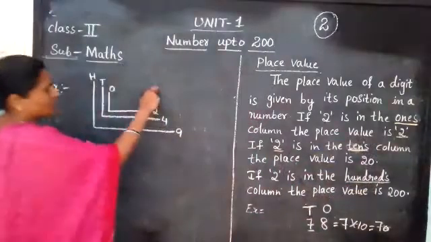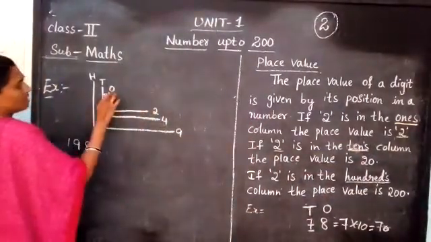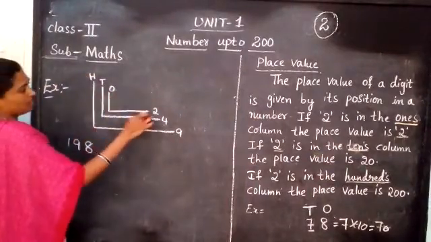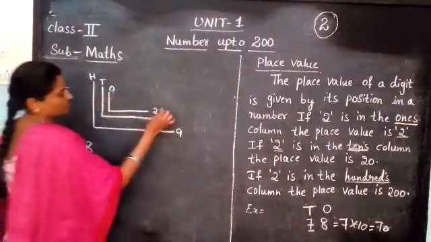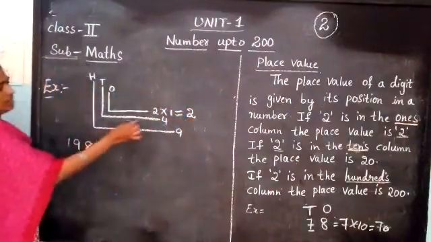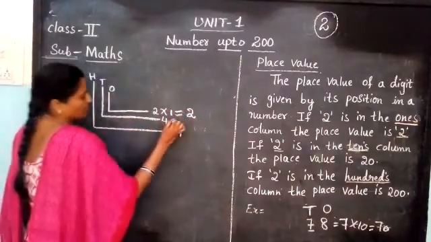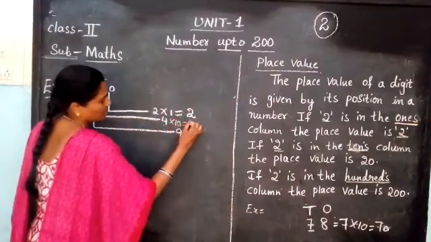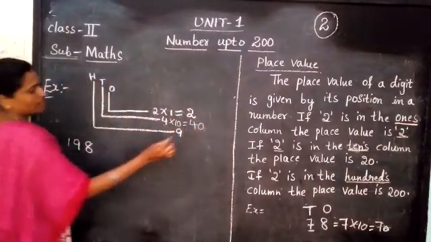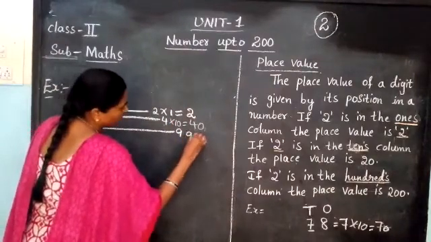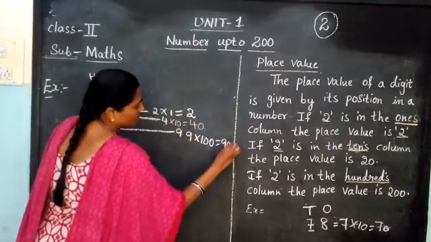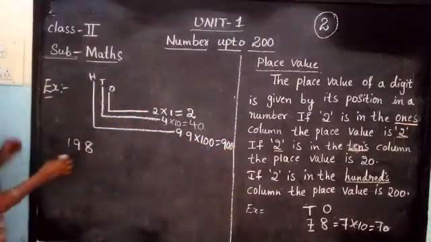Here I will explain one example. Ones, tens, hundreds, we are taking 3 columns. 2 is in which place? Ones place. 2 into 1 is equal to 2 only. If 4 is in the tens column, 4 into 10, how much? 40. If 9 is in the hundreds column, 9 into 100, 900. Next, one more example.